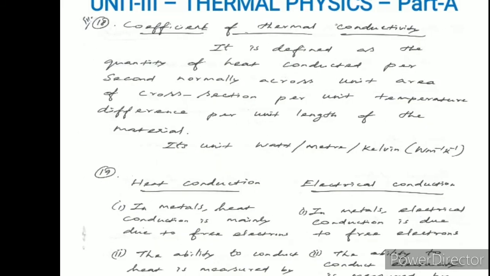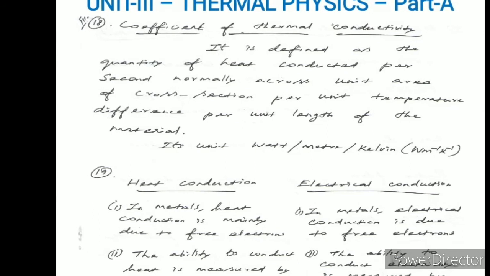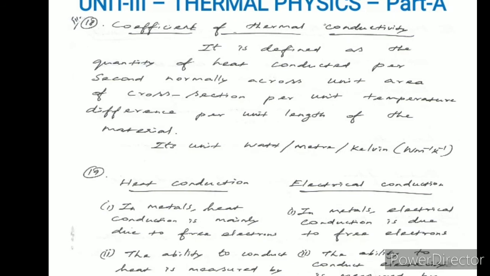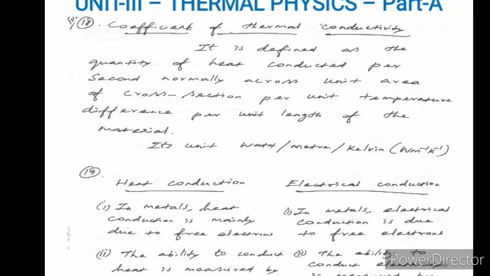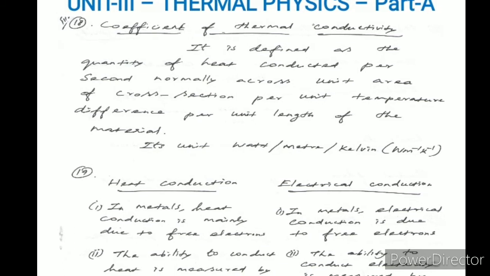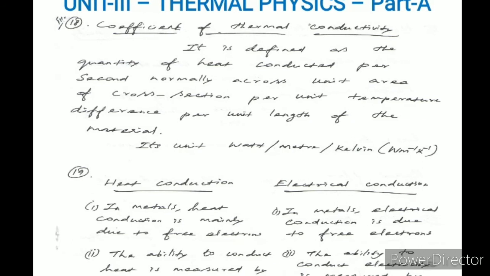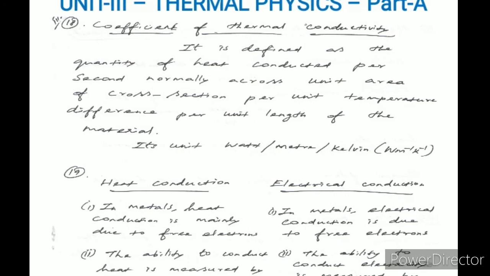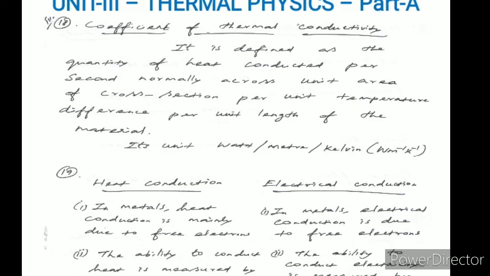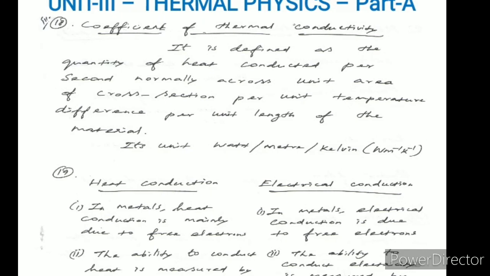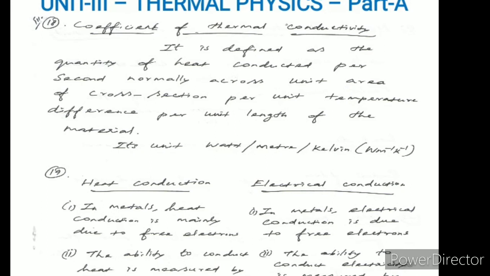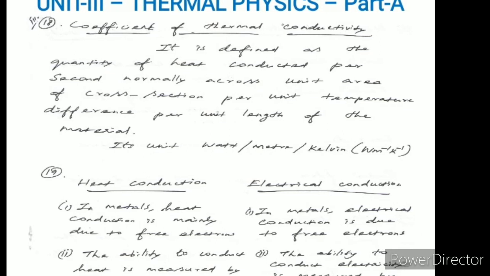Question number 18, coefficient of thermal conductivity. It is defined as the quantity of heat conducted per second normally across unit area of cross section per unit temperature difference per unit length of the material. The SI unit of the coefficient of thermal conductivity is watt meter power minus 1 Kelvin power minus 1. 19th question, difference between heat conduction and electrical conduction. In metal, heat conduction is mainly due to free electrons. The ability to conduct heat is measured by the thermal conductivity, the same as electrical conduction also.